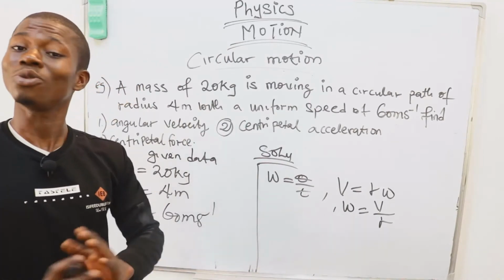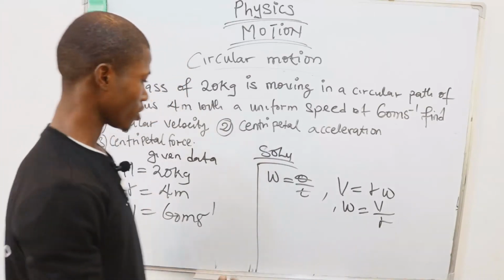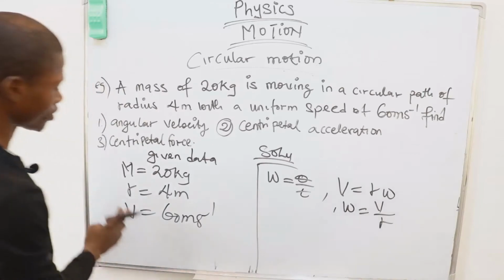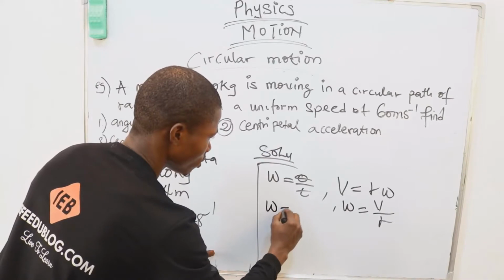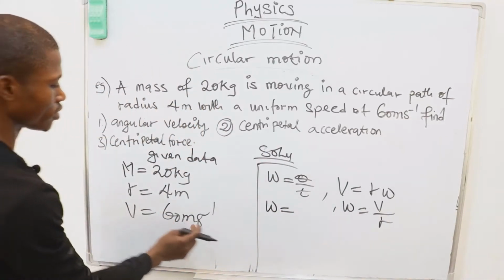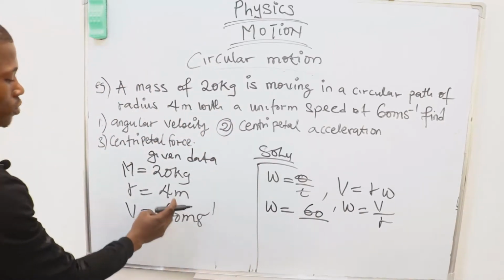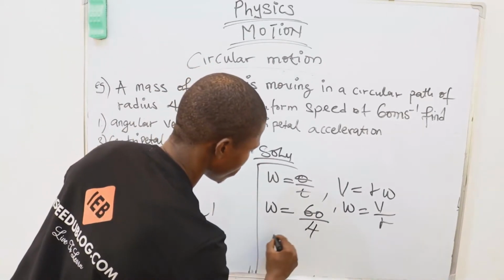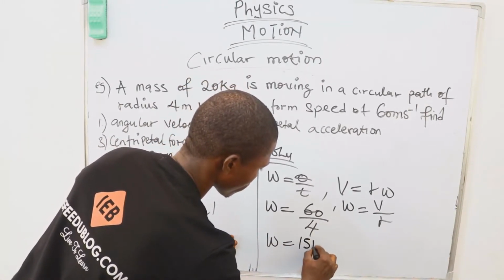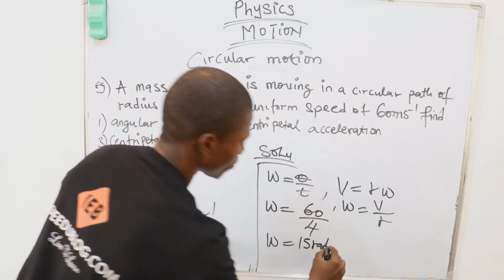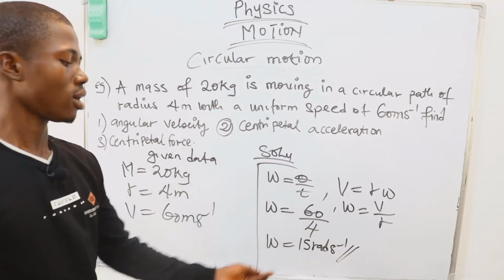So we have two formulas now for velocity, and our given data can help us decide which formula to use. This one has velocity and radius. This is our radius and velocity. So this is the formula we're going to use for this one, which says velocity, which is 60, over radius, which is 4. 60 divided by 4 will give us 15 rad per second. Okay, and this is the unit for our angular velocity.